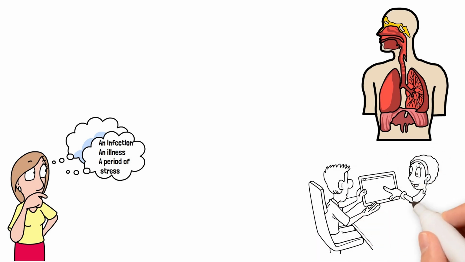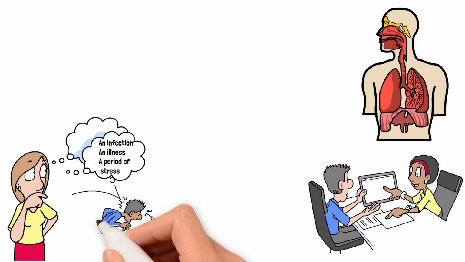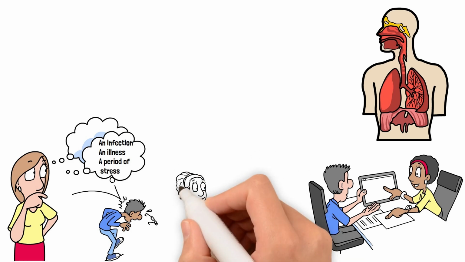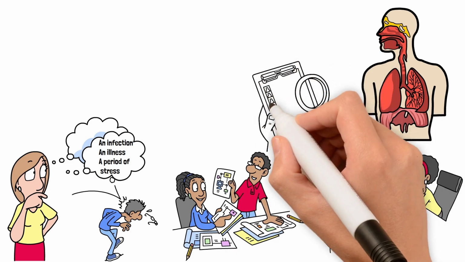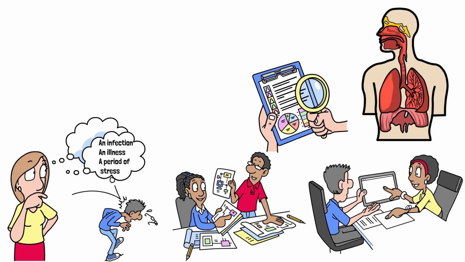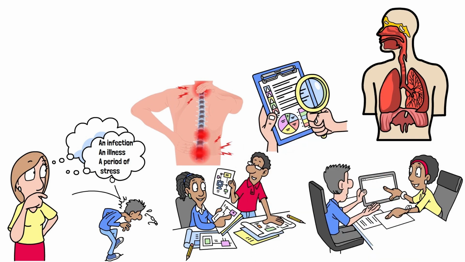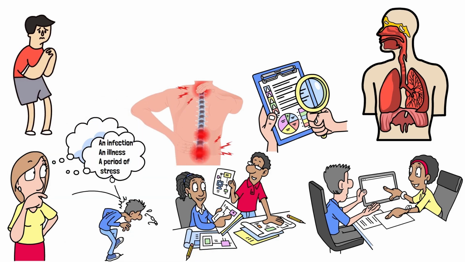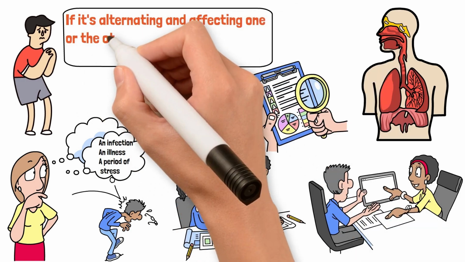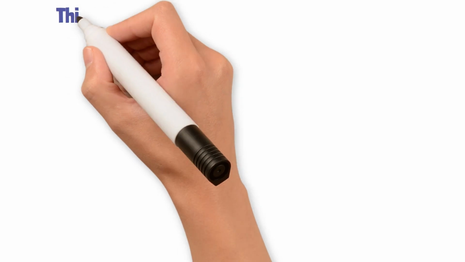For many people, the biggest challenge is getting the referral to the specialist. This is because back pain is such a common complaint. Many of us will experience it at some point in our lives. However, there are certain signs that might suggest this is AS rather than ordinary so-called musculoskeletal back pain. For example, if the pain is starting at quite a young age, if it's alternating and affecting one or the other buttock, is worse in the morning and improves with exercise, this could indicate an inflammatory condition like AS.